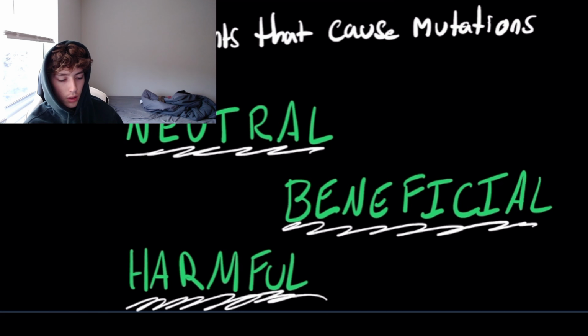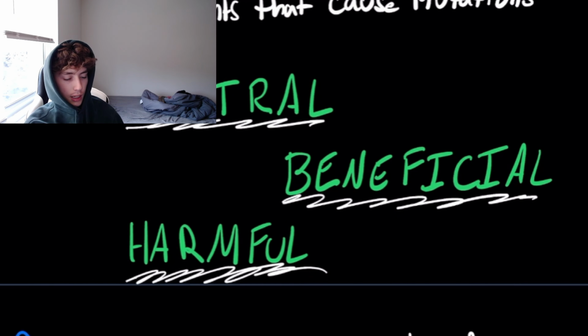They could be neutral, meaning that there's no real effect of the mutation. There are beneficial mutations and there are harmful mutations. An example of a neutral mutation is anything in the non-coding region of DNA. Usually that has no effect on gene expression or protein function.